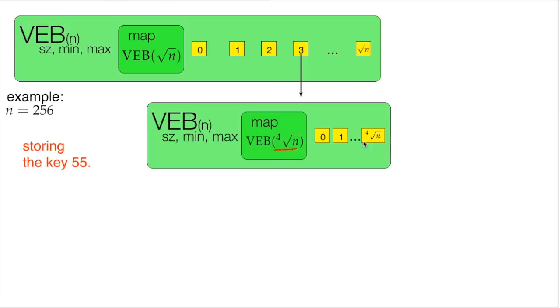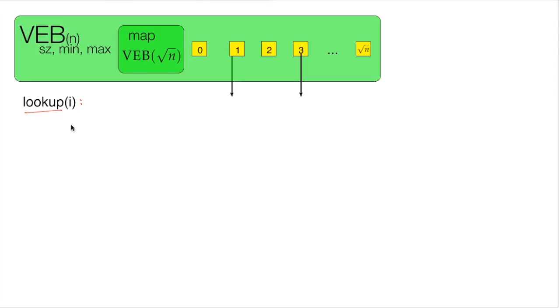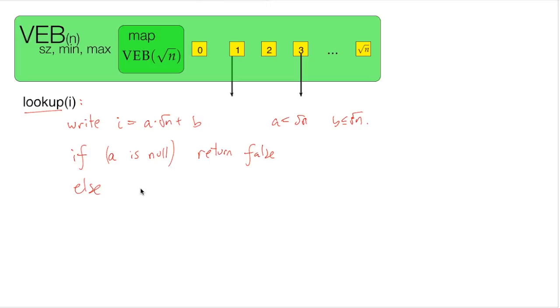So remember, this VEB is a recursive data structure, so it itself is going to have a map data structure and pointers as well. Let's first do a lookup, and let's try to analyze the running time of a lookup. So if I do lookup i, what I'm going to do is write i as a times square root of n plus b. And now notice that a is going to be less than square root of n, and b is going to be less than square root of n. And then you're going to say, if a is null, then we're going to return false. And otherwise, we're going to return a.lookup(b).